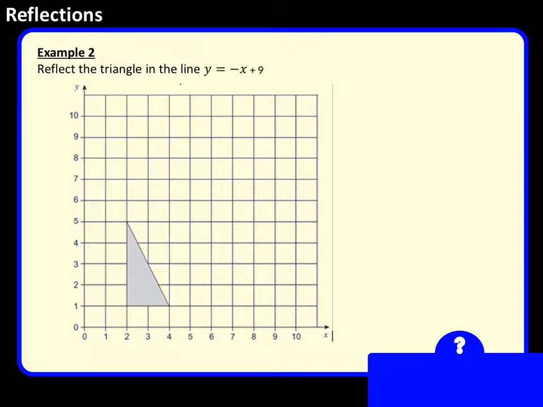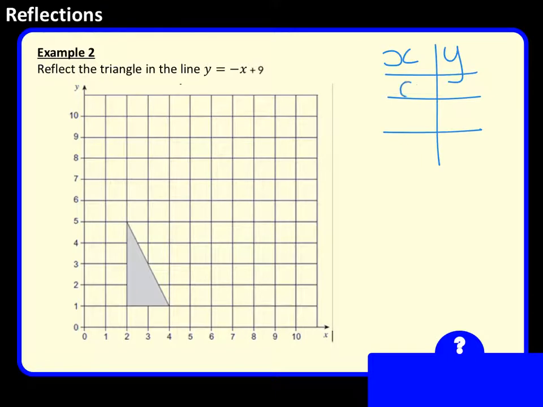Okay, so this time we're reflecting the triangle in the line y equals minus x plus 9. So y equals minus x we know has a negative gradient going this way. It would be going through the origin here if it was just y equals minus x, but because it's plus 9, it starts at the 9 and then comes down. You could, if you wanted to, if you weren't sure where this line went, draw a table of values.